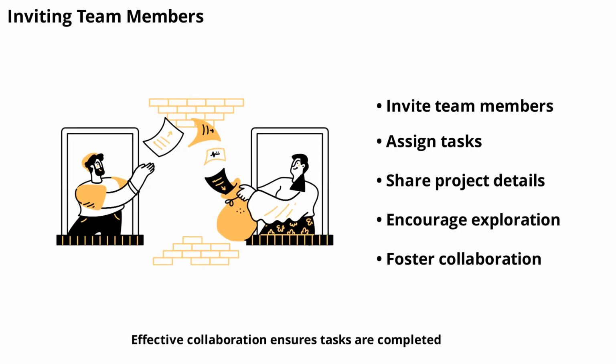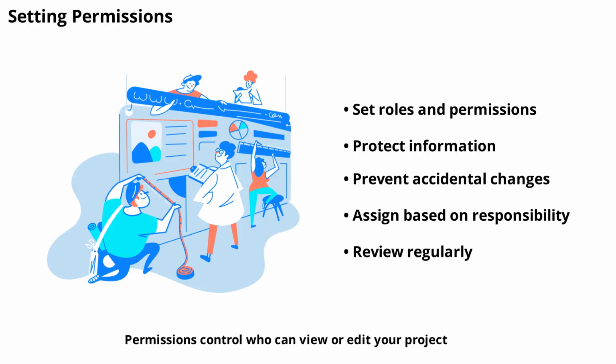Effective collaboration ensures tasks are completed on time and communication flows smoothly. Permissions control who can view or edit your project. Scheduling software lets you set roles such as admin, editor, or viewer. Assign appropriate permissions based on each team member's responsibilities. Admins can manage the project, editors can update tasks, and viewers can monitor progress.